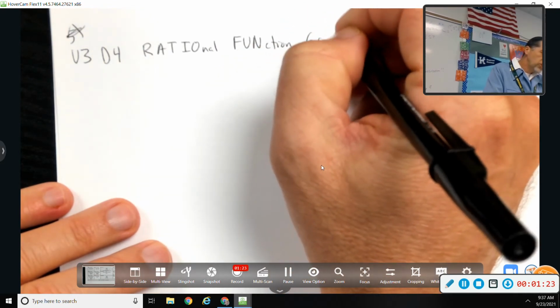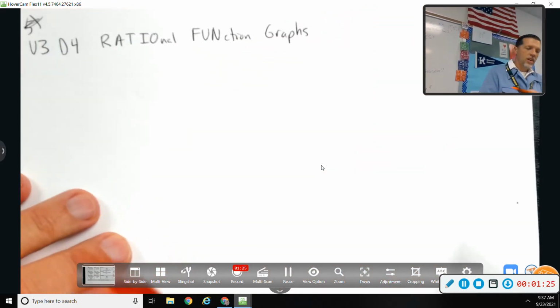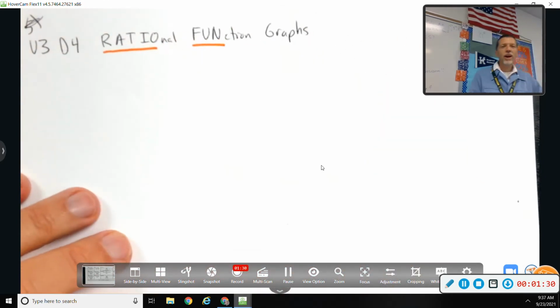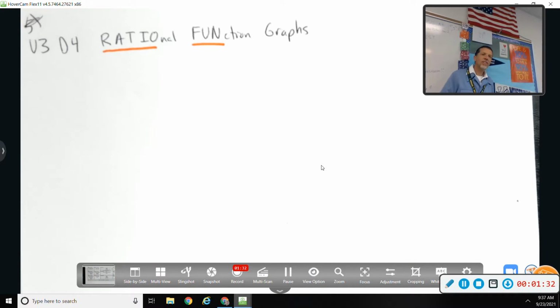Rational function graphs. Right, and it's super important that you write it with the correct capitalization so that you approach this with the correct mindset. Right? We're going to have some ratio fun today. Fraction fun. No? No.